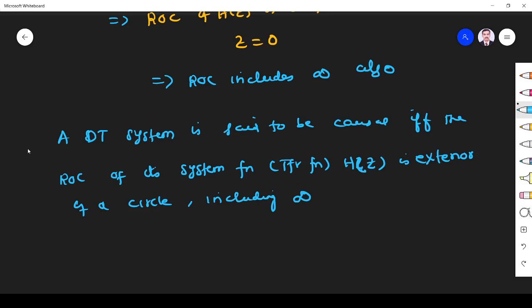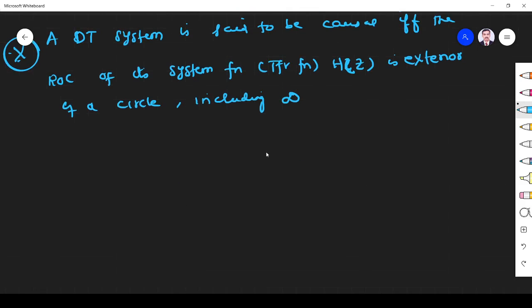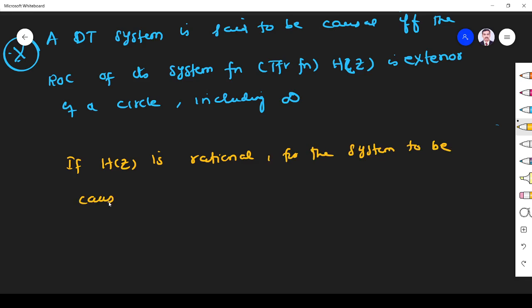Right? This is the one primary condition. The second thing is, if H of z, that is the system function, is rational, rational means a ratio of polynomials, right? So if it is rational, for the system to be causal, the ROC must be outside the outermost pole.